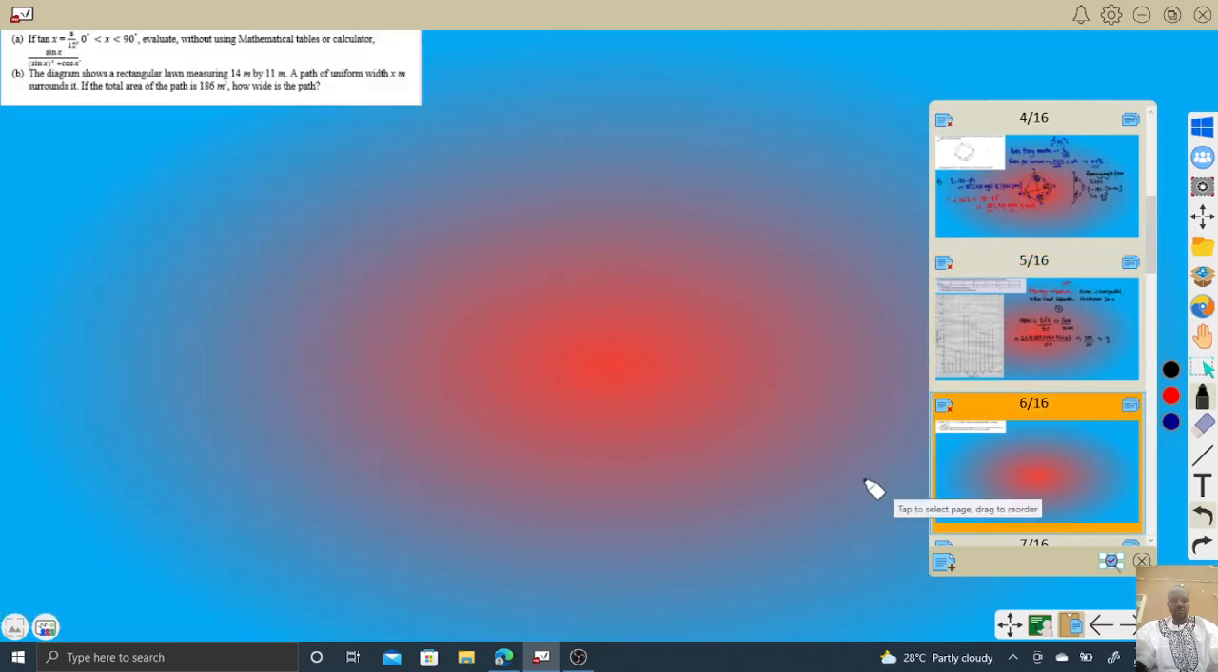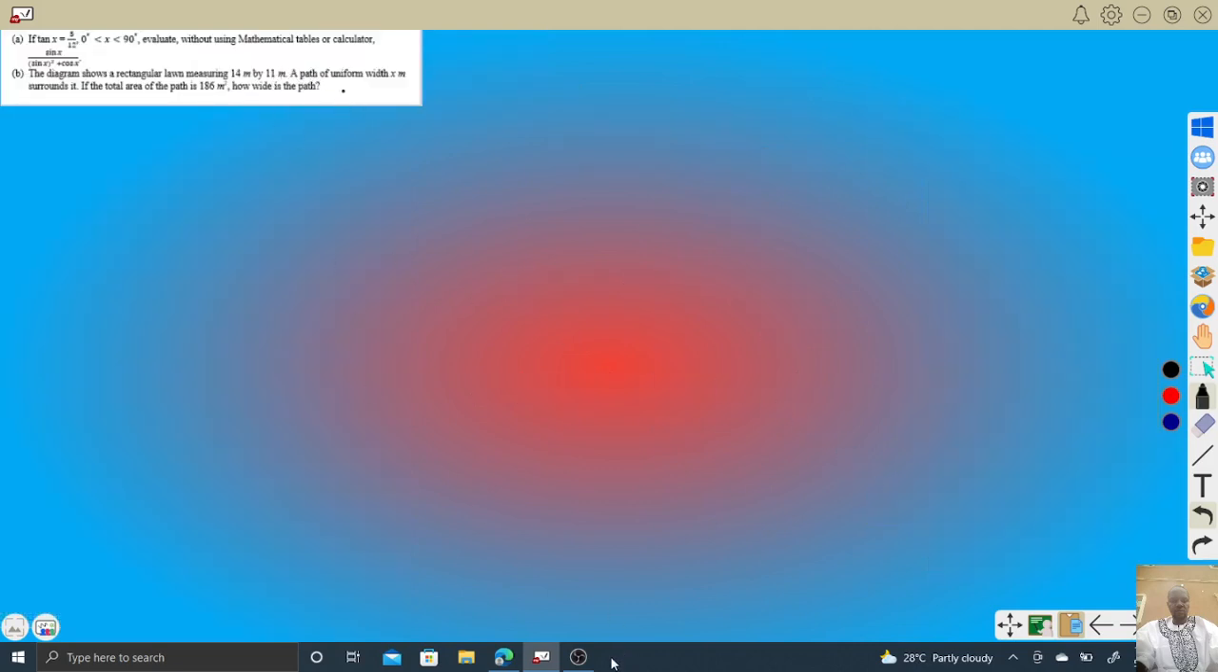I hope students understand this stuff. So tan x is equal to 5 over 12, where 0 degrees is less than x and it is less than 90 degrees. Evaluate without using mathematical tables or calculator sine x all over sine square x plus cos x. I think this is another one of the most important questions you guys should expect. That is testing your knowledge of Trig.